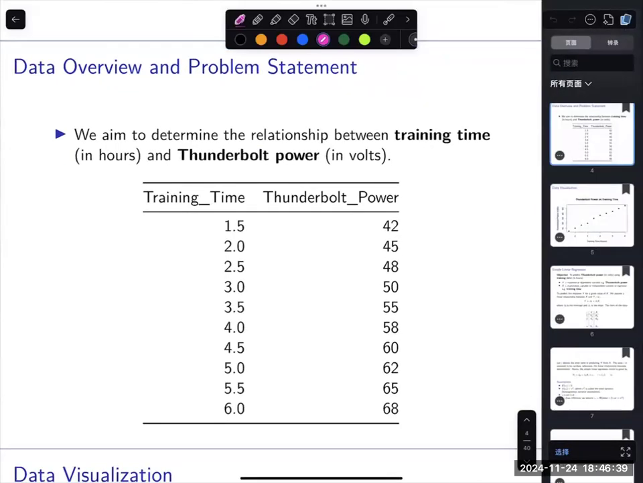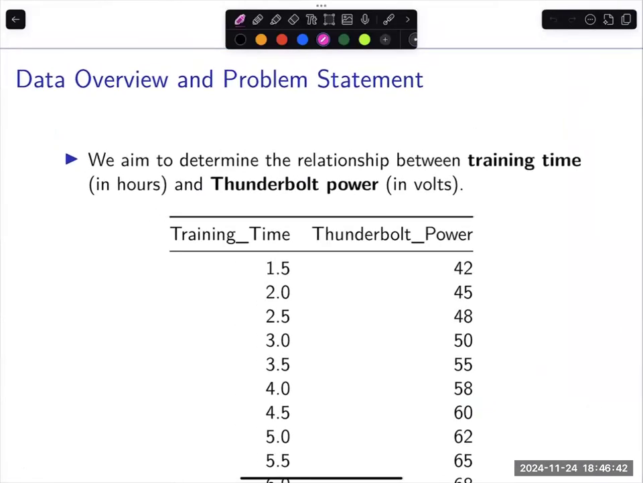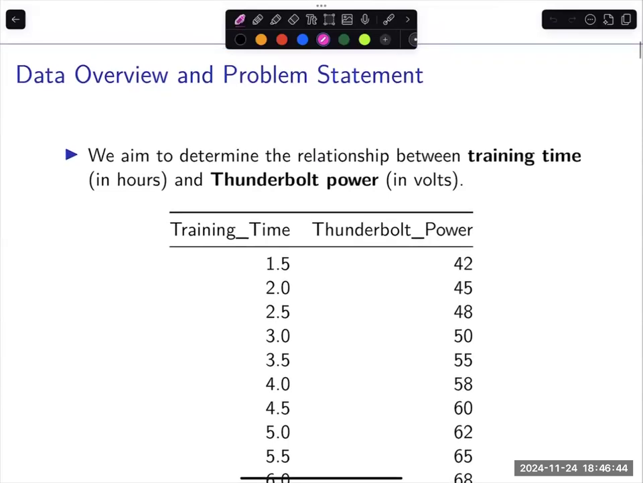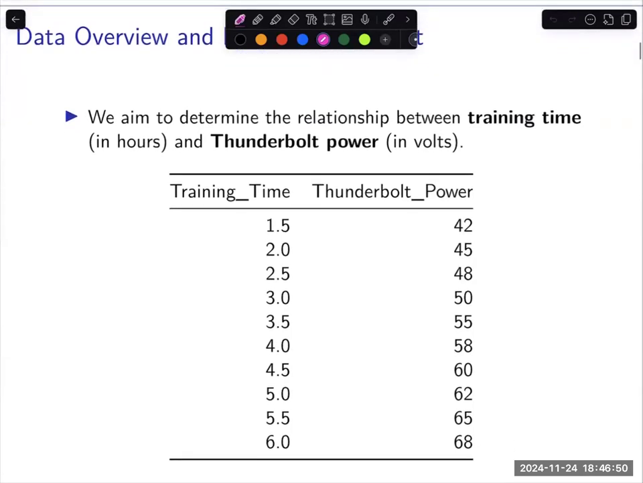In simple linear regression, this is how a general data set may look like. In simple linear regression, we aim to determine the relationship between two covariates. Here, for instance, one is training time, the other is Thunderbolt power. So here we examine data including 10 data points.